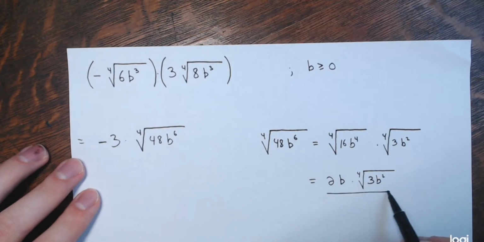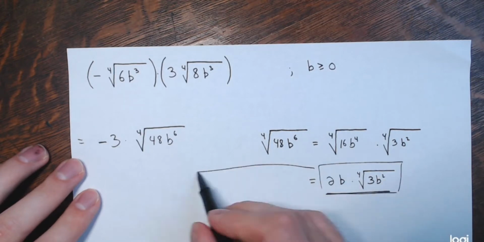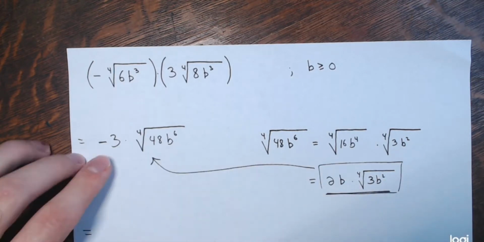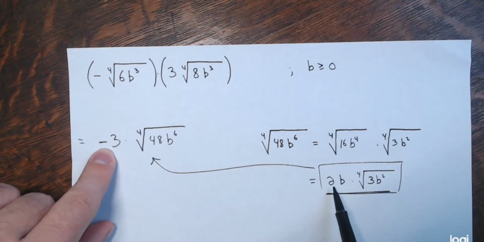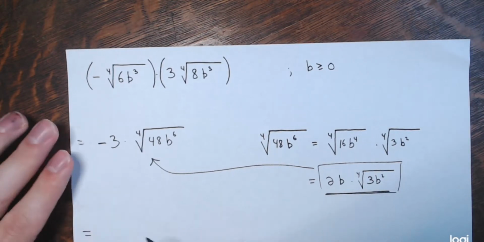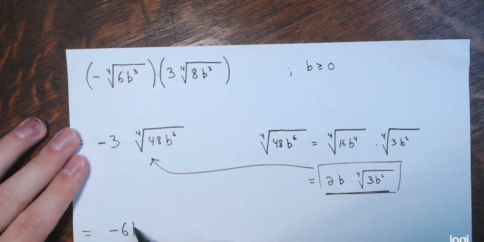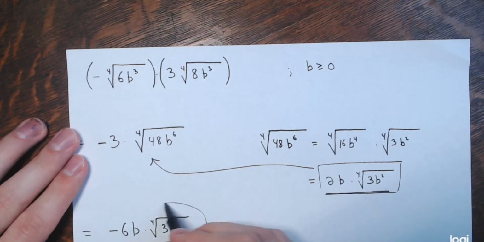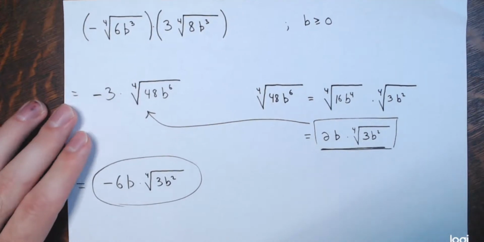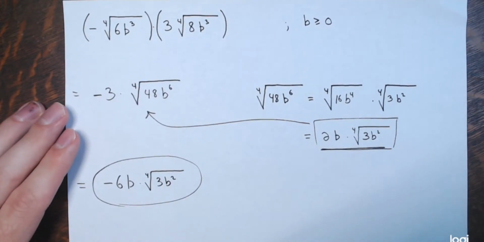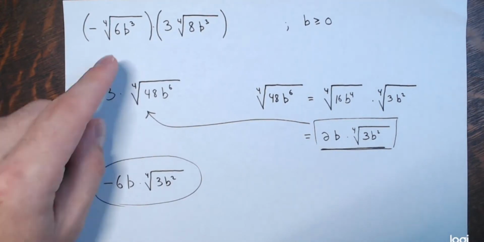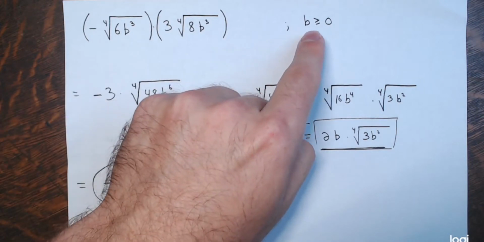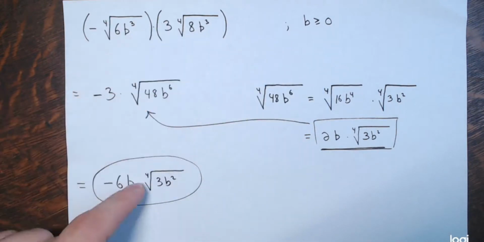All right, and then this is going here, and just getting multiplied by negative 3, that'll make this negative 6b, right? Negative 3 times 2, so I end up with negative 6b times the fourth root of 3b squared. And this is what they want. This is the final result. And once again, check it out. Replace b with any non-negative number. See if the original expression is the same as the final one, and they should be.